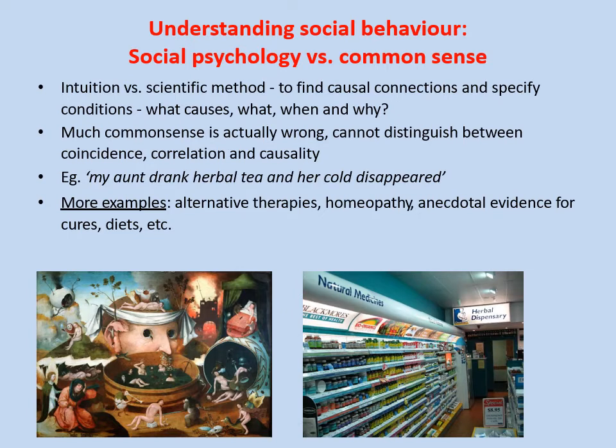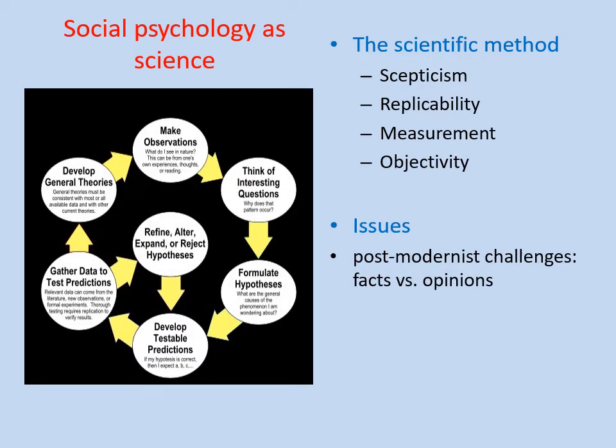A lot of anecdotal knowledge is actually unsubstantiated. If you assume that your own aunt drank herbal tea and got better because of it, you're almost certainly mistaken, because most people get well even without drinking herbal tea. It's a good case of a causal misattribution. And there are many examples of common sense misbeliefs in everyday life. Alternative therapies, homeopathy, anecdotal evidence for cures, a lot of the dieting information and so on, are all examples of common sense knowledge that is actually wrong, mistaken issues.